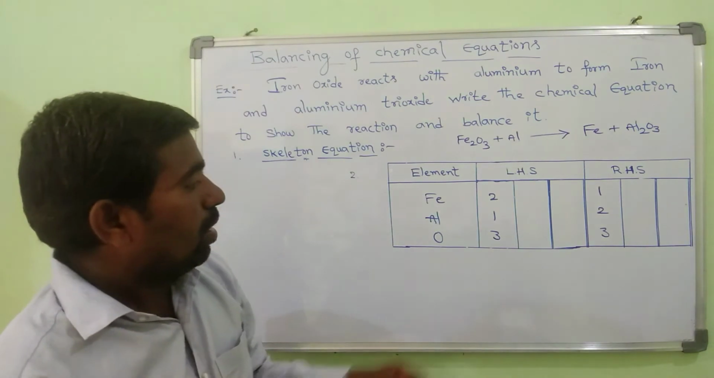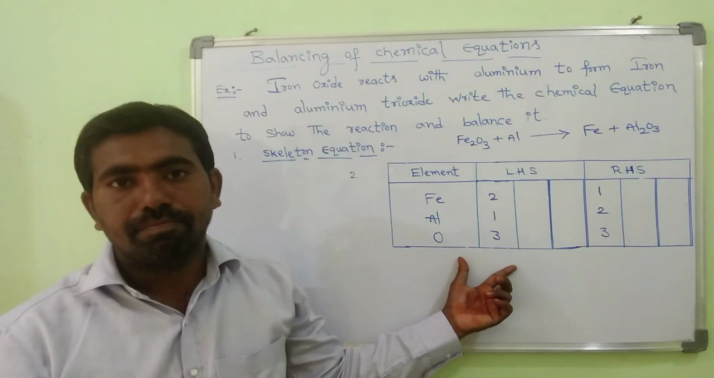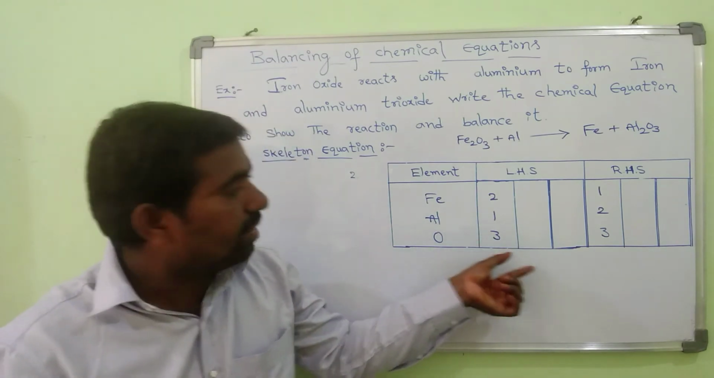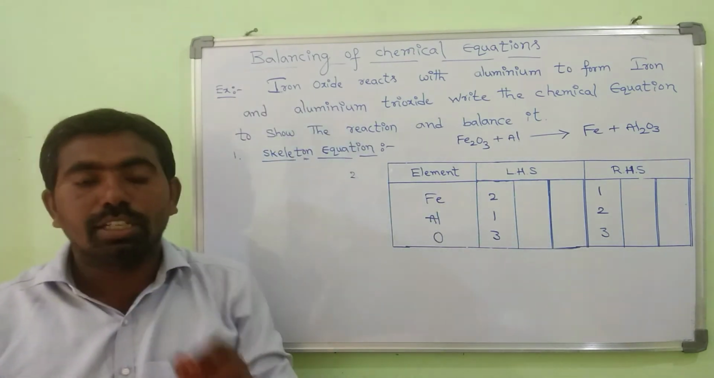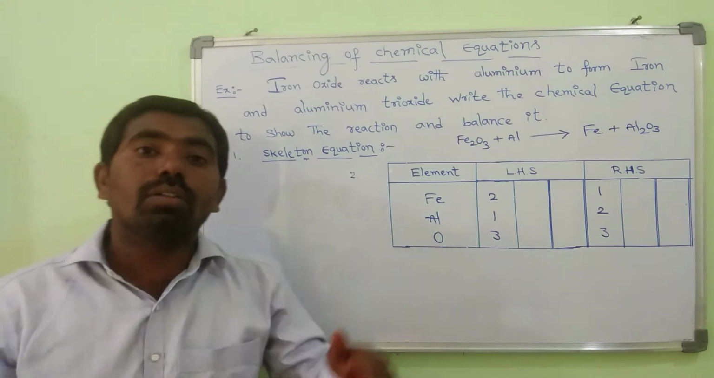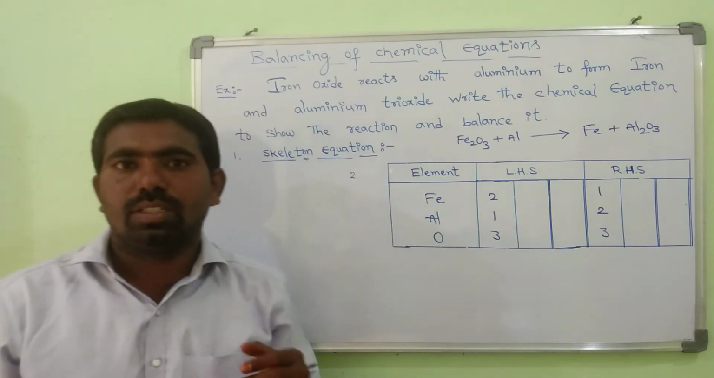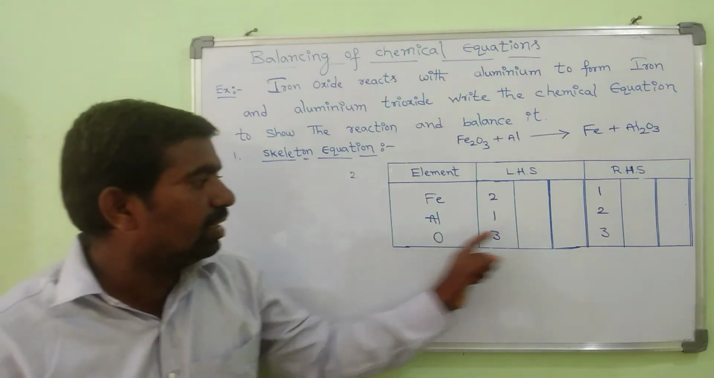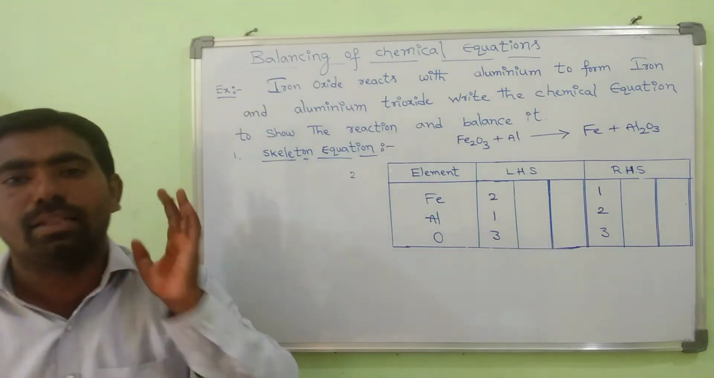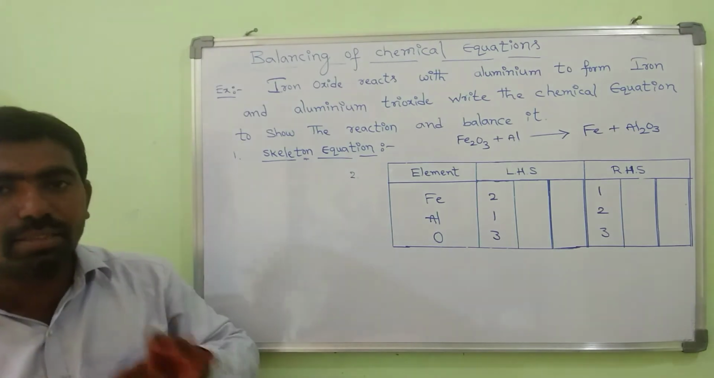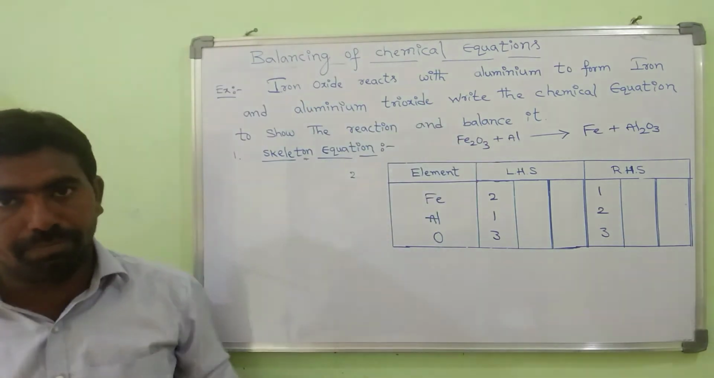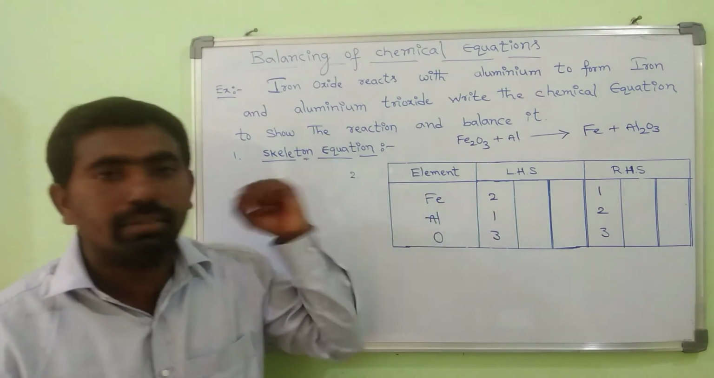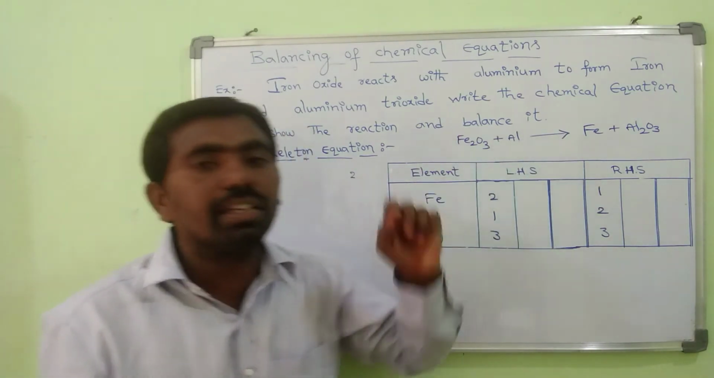Now, by the observation of this table, oxygen atoms in the left side, three are there. In the right side also, three are there. That means oxygen atoms are already balanced. That's why there is no need to balance these atoms. Now we have to balance the other elements. The first element is iron. In the left side only two are there, in the right side only one is there.